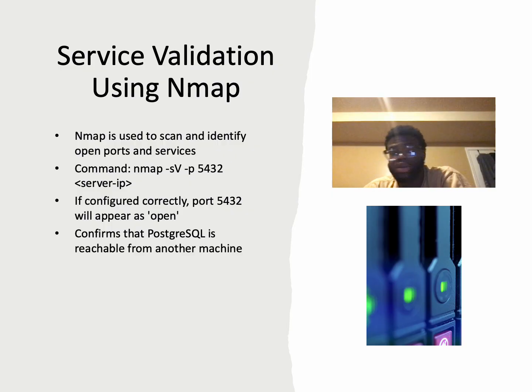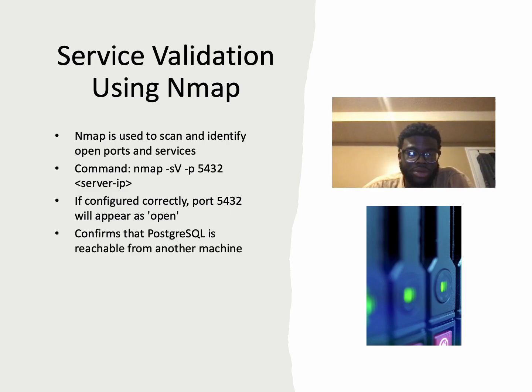If it's configured correctly, port 5432 will appear as open. So if the configuration is done correctly, once you use Nmap to check, you're going to see port 5432 open. This confirms that PostgreSQL is reachable from another machine.